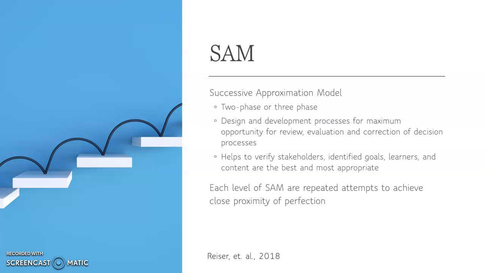The design and development process provides maximum opportunity for review, evaluation, and correction of decision processes. The SAM model helps to verify stakeholders, goals, learners, and content are the best and most appropriate. Each level of the SAM model can be repeated multiple times to achieve close proximity to perfection.